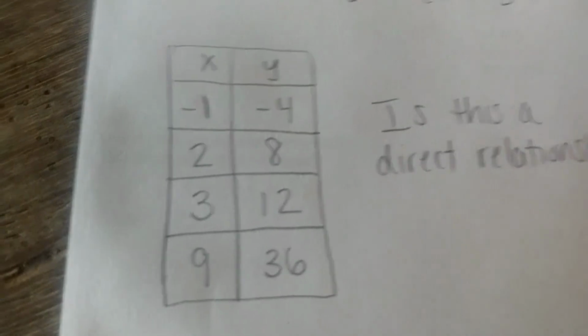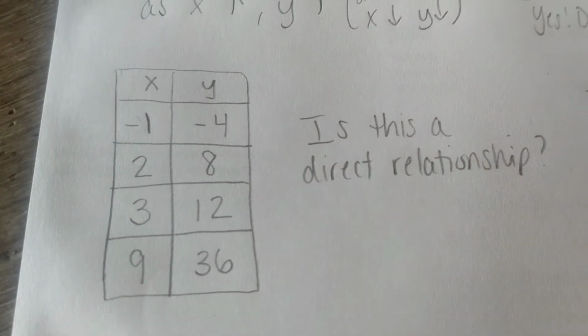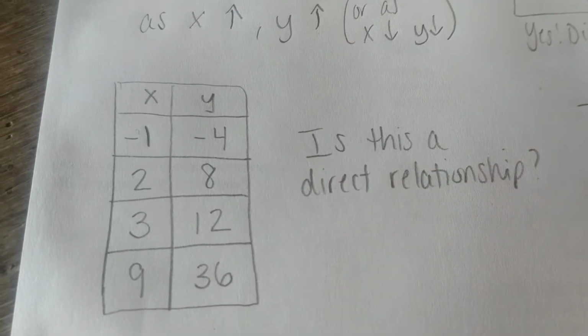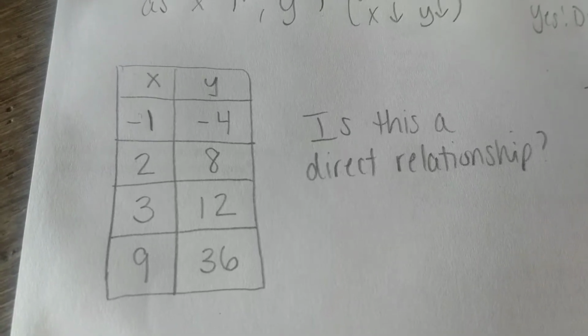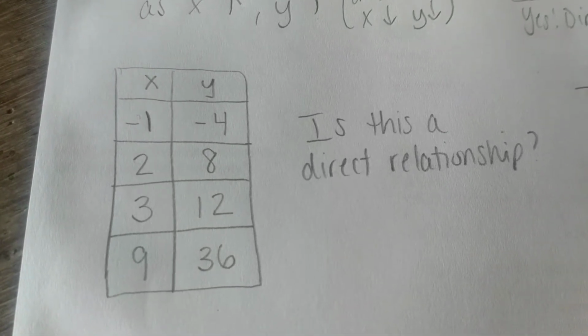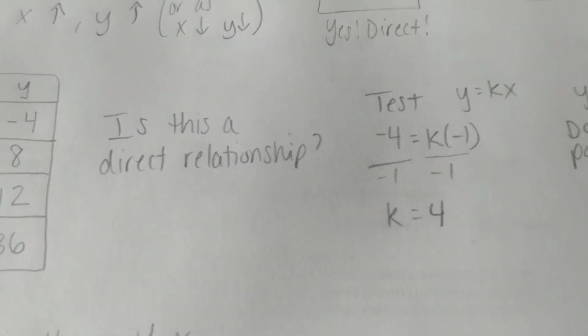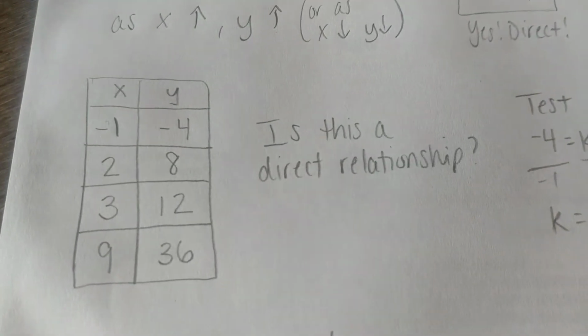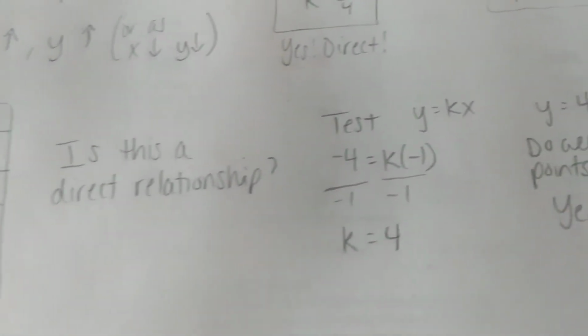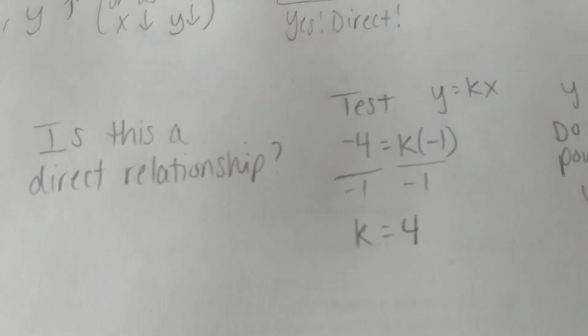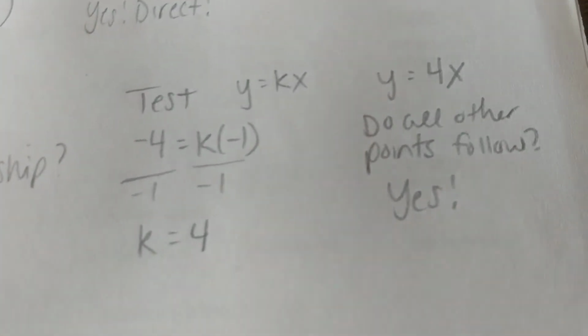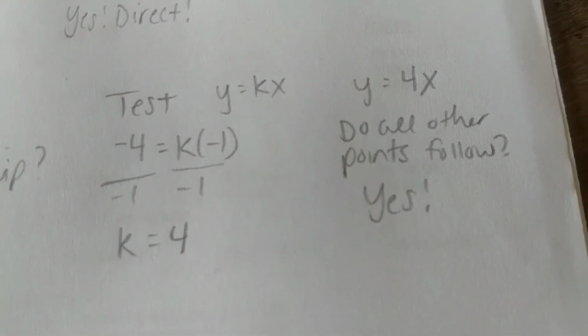If you're given a series of points to determine if this is a direct relationship or not, you simply need to again start with that equation. So y equals kx. So we're going to test that. Y equals kx, and if I substitute in that first point, -1, -4, and I solve for k, I get a constant of variation of 4. So y equals 4x. Do all the other points follow?